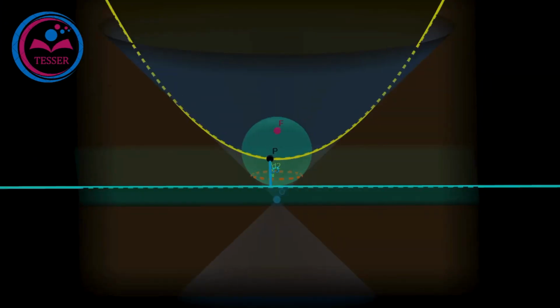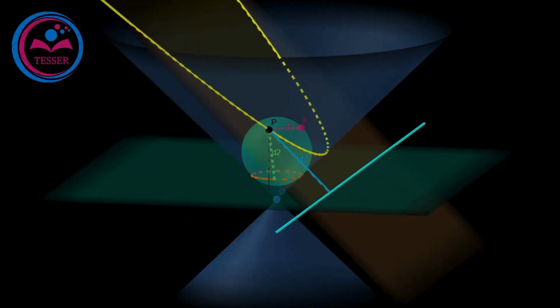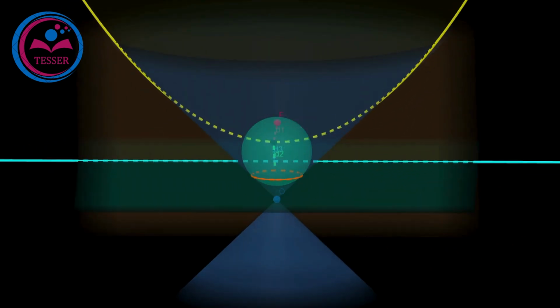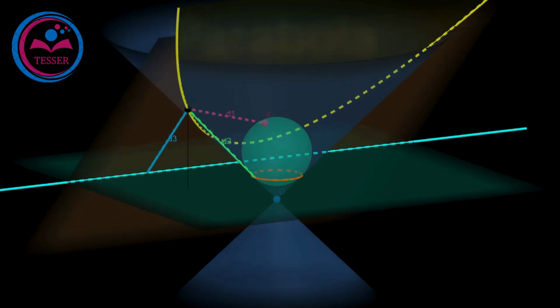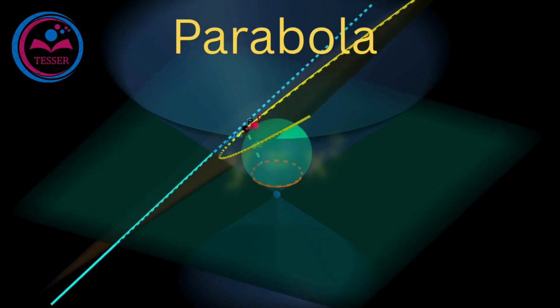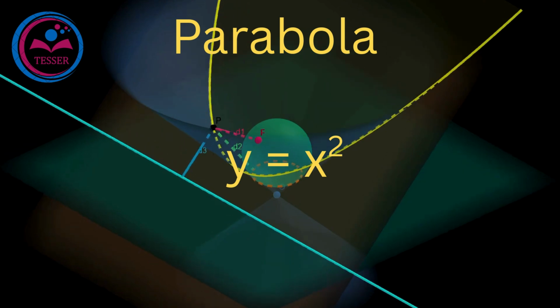So, if distance 1 equals distance 2, and distance 2 equals distance 3, then logically, distance 1 must equal distance 3. The distance to the focus equals the distance to the directrix. We have successfully bridged the gap between the 3D conic slice and the 2D algebraic definition. This is the beauty of the Dandelin spheres. We started with a physical cone and a slice, and we arrived at the strict algebraic definition.